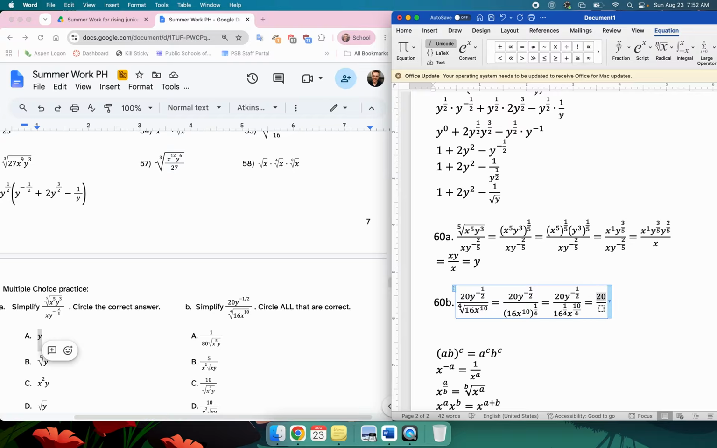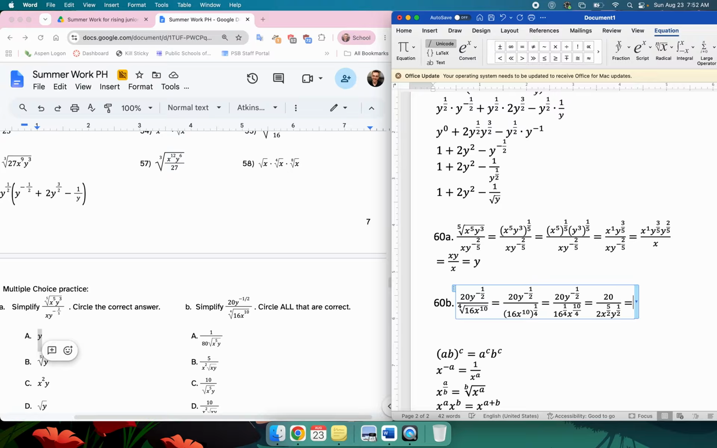Okay, so what next? A couple things. First of all, 16 to the 1/4, that's the fourth root of 16, which I think is 2. 2, 4, 8, yep, so that's 2. Second, x to the 10 over 4, that fraction can be reduced. 10 over 4 is the same thing as 5 over 2. And finally, this y to the negative 1/2 is going to go downstairs, and the negative 1/2 is going to become a positive 1/2.